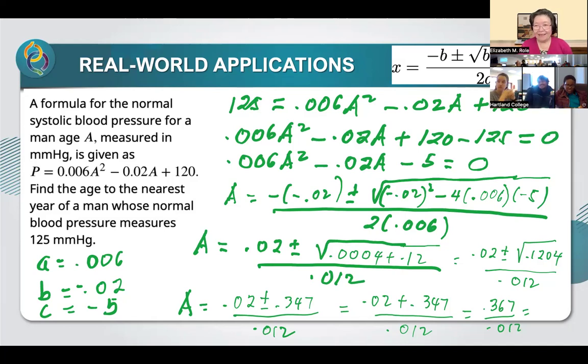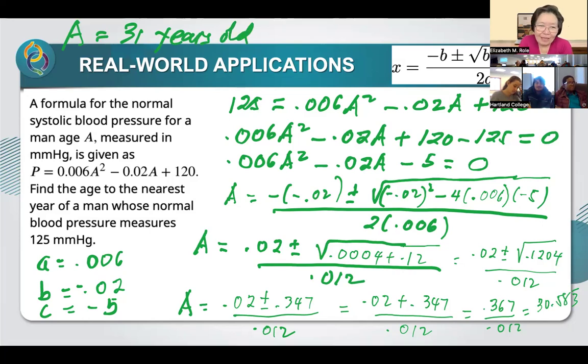We are saying it's 30.58333, and then we want the answer to be the nearest year. So it's now 30.583 and so on. Your final answer, how old will the person be? 31 years old. So that person will be 31 years of age.